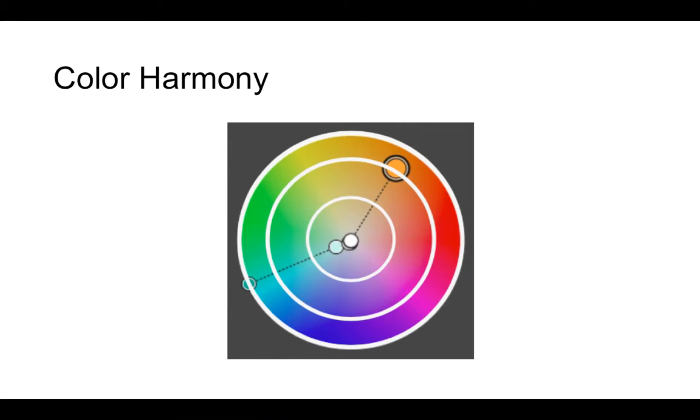As for color harmony, I think my color model is the complementary type, since the bright orange and green are almost in the opposite direction on the color wheel.